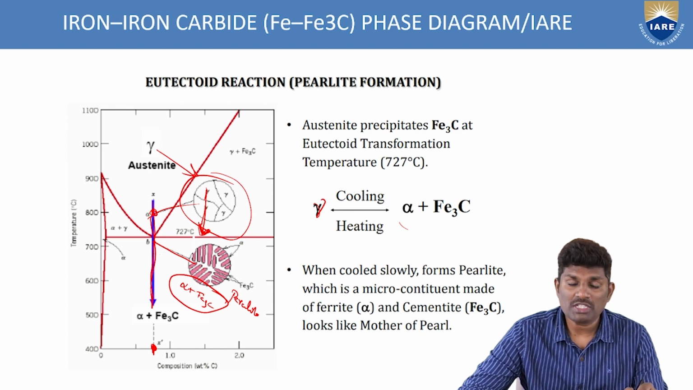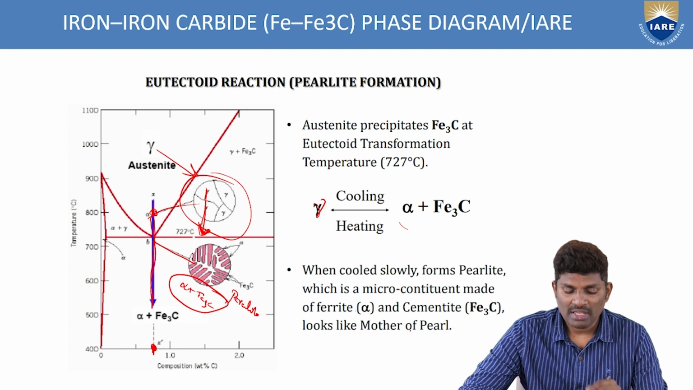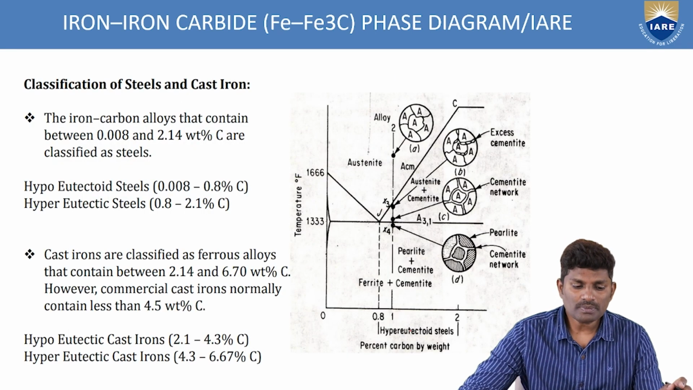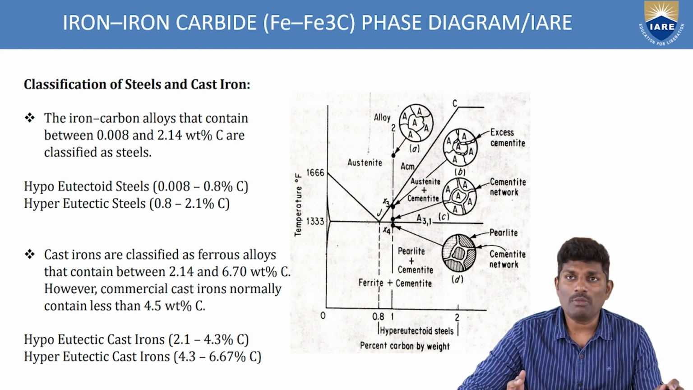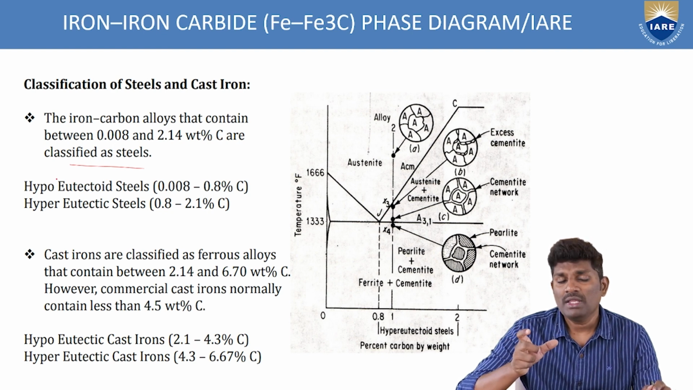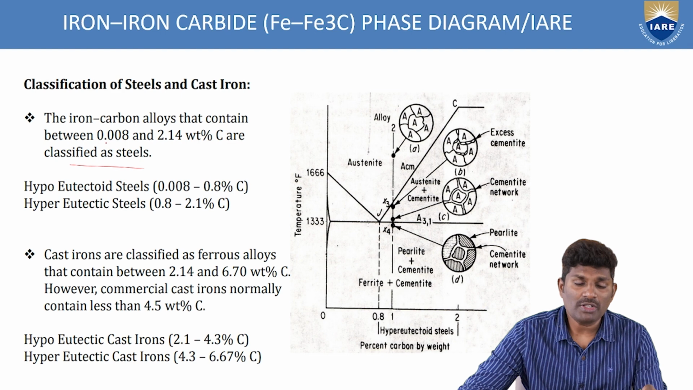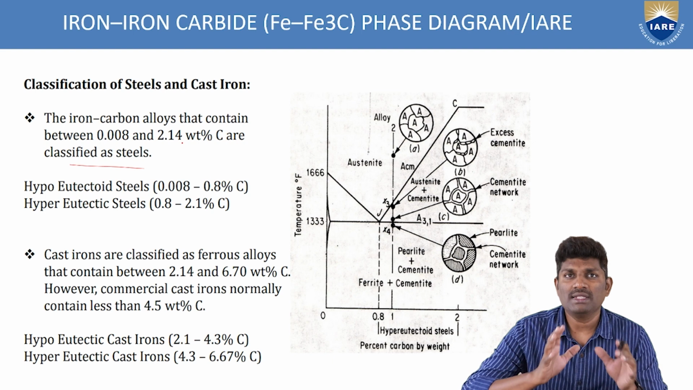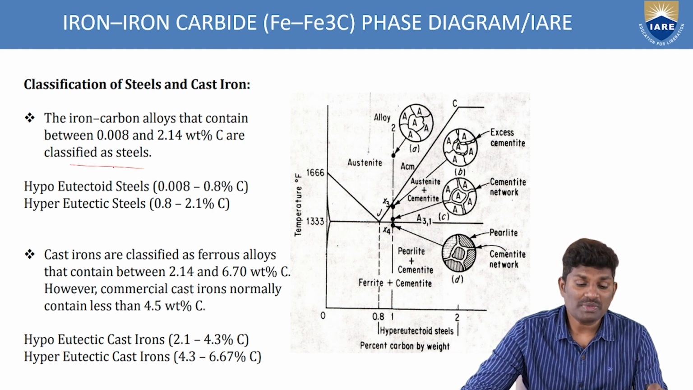Pearlite is the combination of ferrite as well as the cementite, that is Fe3C and alpha. And you have some different classifications of steels and cast irons. Based upon the compositions, you can easily classify what type of steel it is. Iron carbon alloys that contain between 0.008 to 2.14 weight percentage of carbon are classified as steels. So what is the range of the steel in which the carbon content is present? If 0.008 to 2.14% of carbon content is present, then that classification comes under steel.